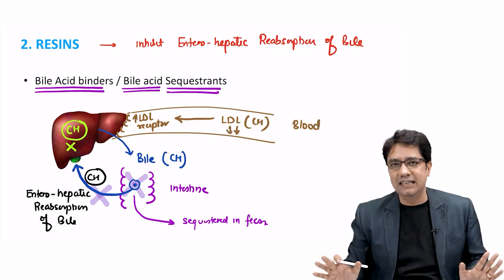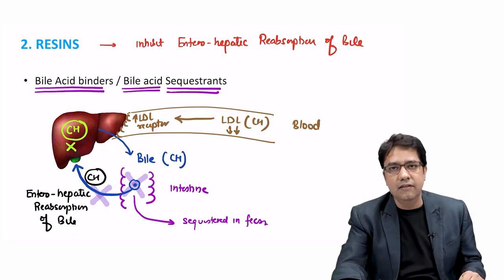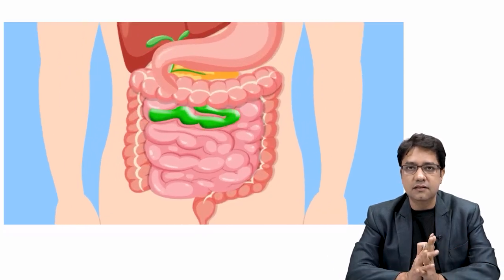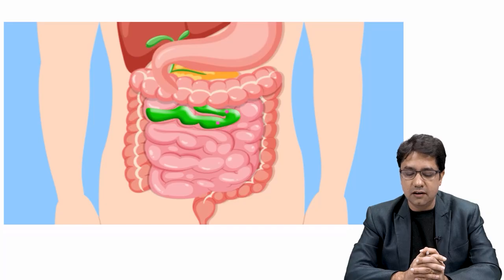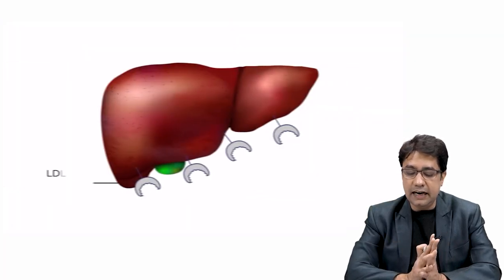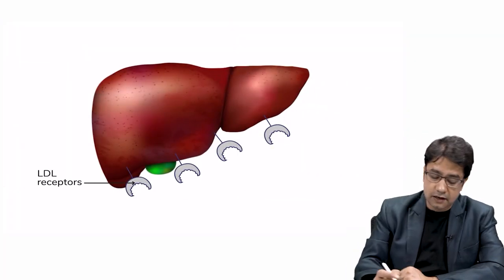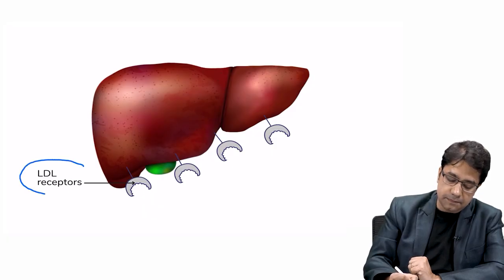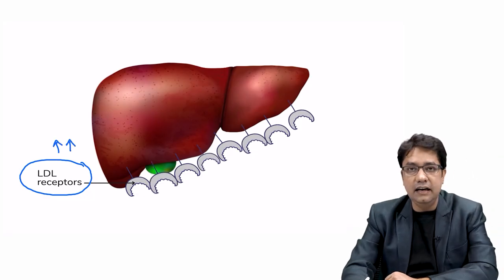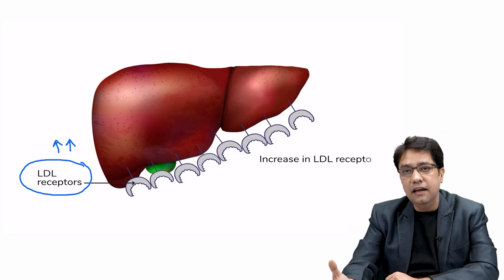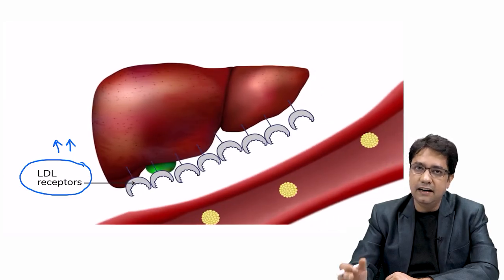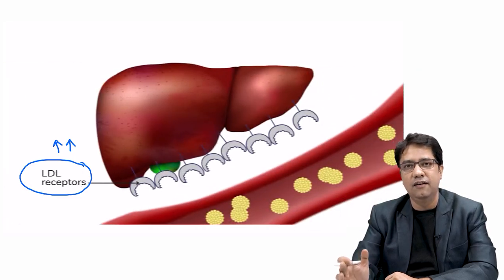So, same like statins, they also reduce LDL level in the blood. Let's understand in a more simplified manner. Suppose this is the green color bile which is circulating in your intestine. So resins are inhibiting this enterohepatic reabsorption of bile. So again, the LDL receptors on the liver will increase. And we know that if there is an increase in LDL receptors on the liver, the liver will take LDL from the blood and the blood LDL level will fall.